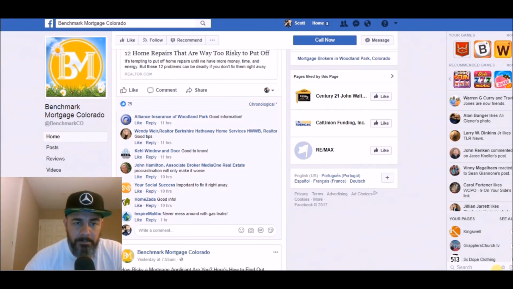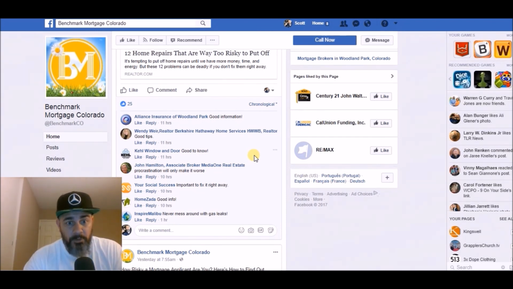And look, these other companies and individuals are commenting: good information, good tips, good to know. But look who it is. It's a real estate agent. It's a home place. It's a realtor. It's an insurance. That's good to do on a business page. So go and interact with others in the community. Call on them to come and interact with your page. That really helps get more exposure, helps you in the algorithm.